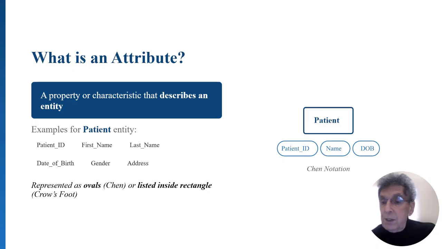Now in Chen notation, the original entity relationship format notation, attributes are shown as ovals connected to their entity with lines. You'll see a rectangle for patient with ovals for name, date of birth, address, etc. Now in crow's foot notation, which is more common in industry today, attributes are simply listed inside the entity rectangle, and you'll see a box with patient at the top and a list of the attributes below. Both notations convey the same information, they just visualize it slightly differently.